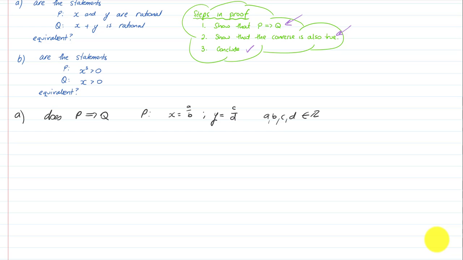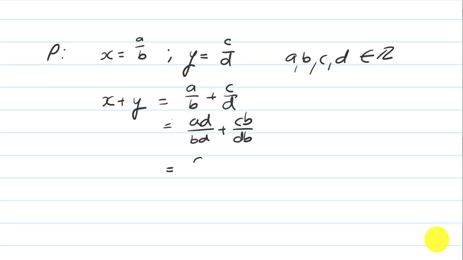So X plus Y, which is our Q statement, is X plus Y is equal to A over B plus C over D. Now it's okay to use equals here because we're not working on an implied statement. A over B plus C over D is AD over BD plus CB over DB, and now I've got the same denominator, and I get AD plus CB over BD. Now in this case, I know that AD plus CB and BD also exist in integers.